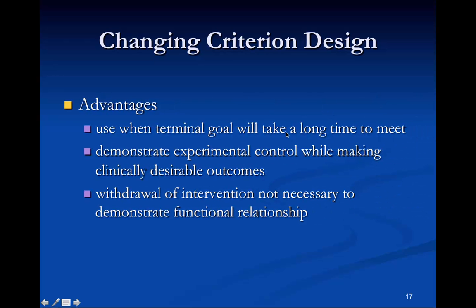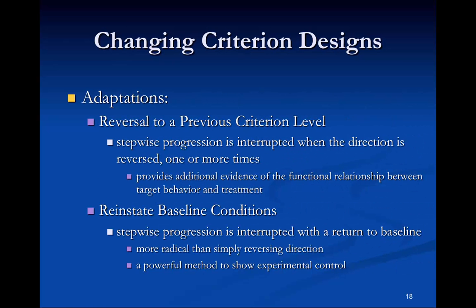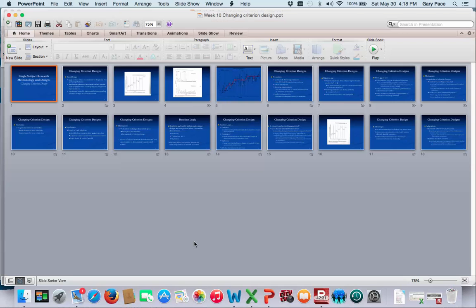All right, so the advantages are that it's pretty straightforward. A withdrawal of the whole intervention isn't necessary to demonstrate a functional relationship. It is really pretty straightforward. And we've talked about these adaptations. You can reverse to a previous criterion level or reinstate the baseline conditions.